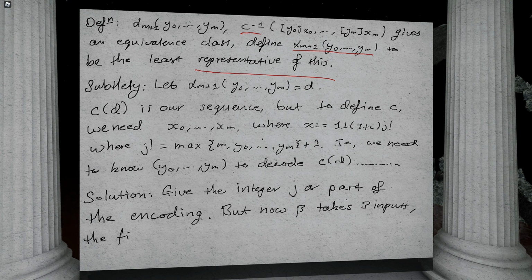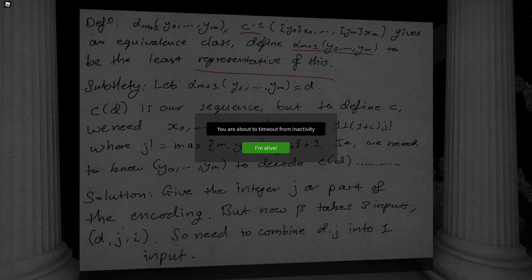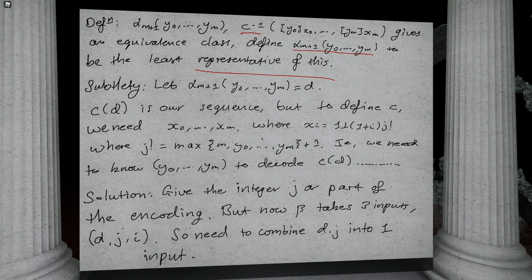Now, let me just, I won't say the first two. Let me say D and J, and then I. Okay, I'll explain how I do that back over on the first board. Okay, you're at about 9:14, by the way.